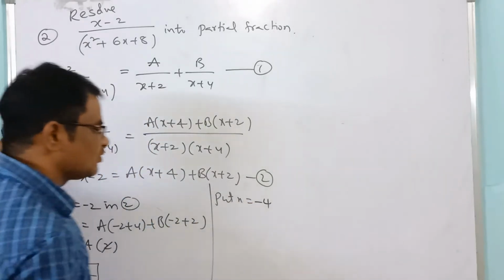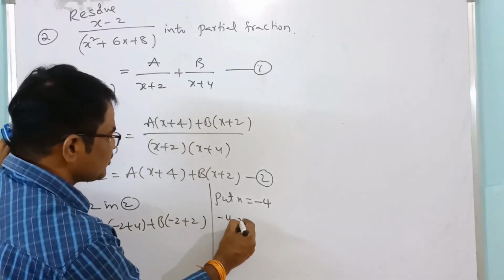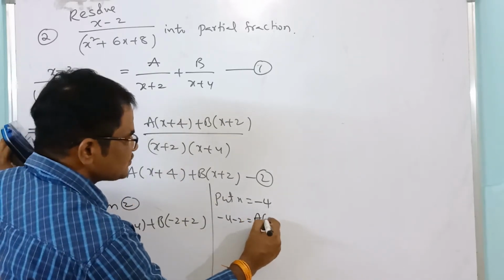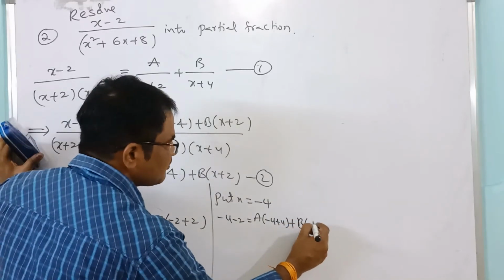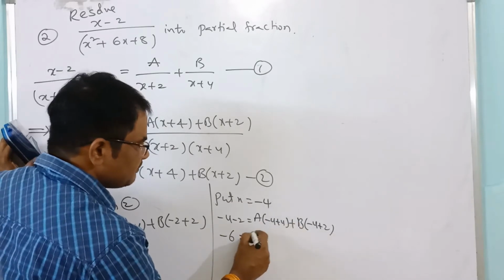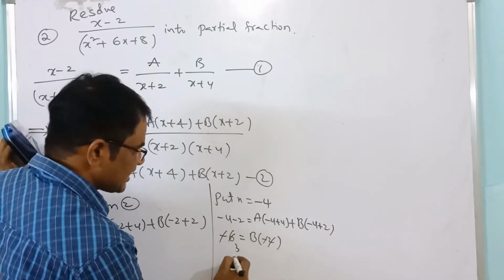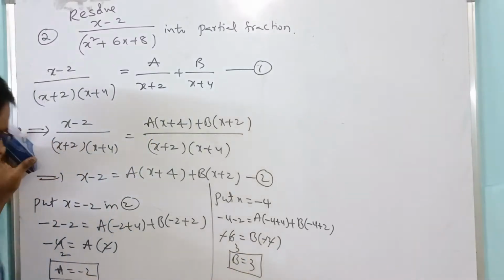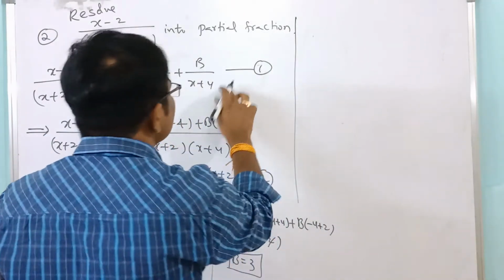If you substitute x equal to minus 4 in equation number 2, here what you will get? Minus 4 minus 2 equal to, here a into (minus 4 plus 4), this becomes 0, plus here b into (minus 4 plus 2). Now here minus 6 equal to b into minus 2. So minus gets cancelled and 2 also, 3 times. So b equal to 3. a equal to minus 2 and b equal to 3. These two values substitute in equation number 1.